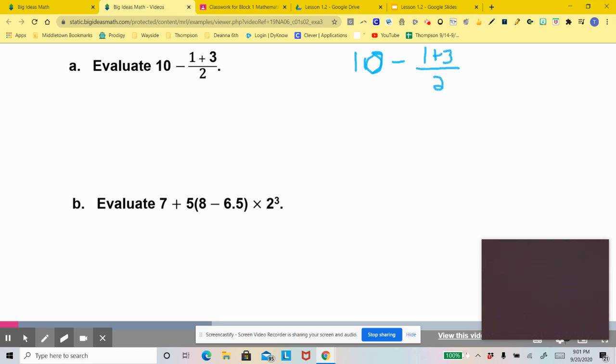Okay, so it looks like we still have to solve for that numerator, and 1 plus 3 is 4. So we're going to rewrite everything. 10 minus 4 over 2. And now I see that I can do division because a fraction bar means division. So 4 divided by 2 is 2. So we're going to write 10 minus 2, and your answer is 8. And that's how we solve with the fraction bar.